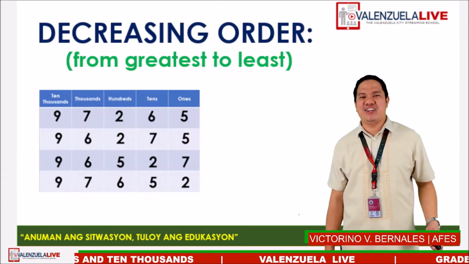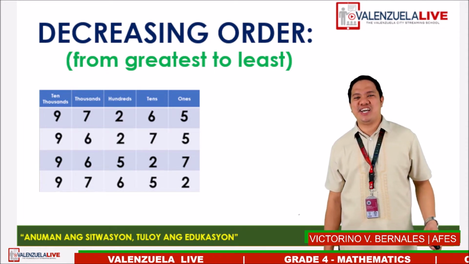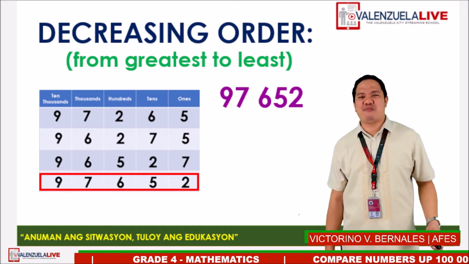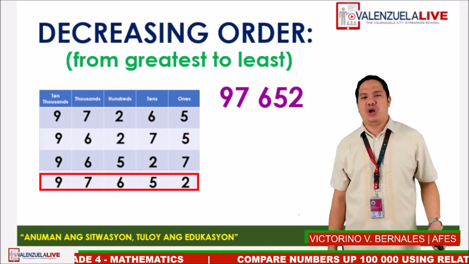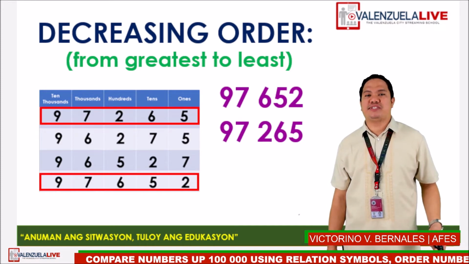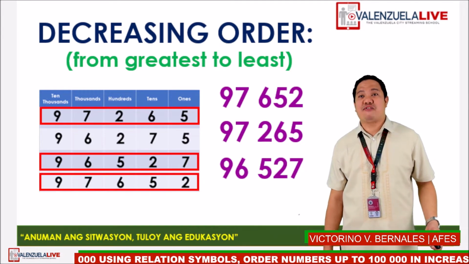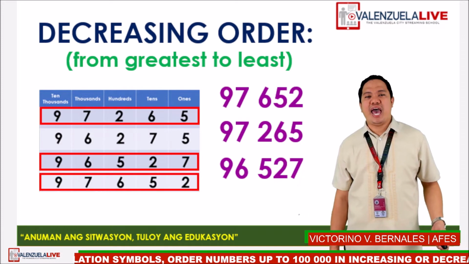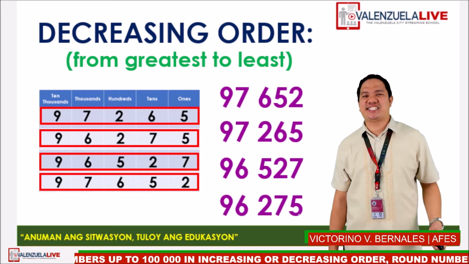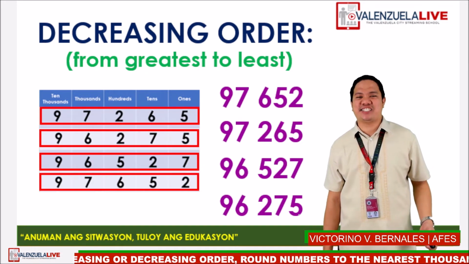Again, let's take a look at these numbers in decreasing order, or from greatest to least. We have the greatest number, 97,652, followed by 97,265. The third number is 96,527. And our fourth and last number, which is the least number, is 96,275. Now let's see if you can answer this activity.